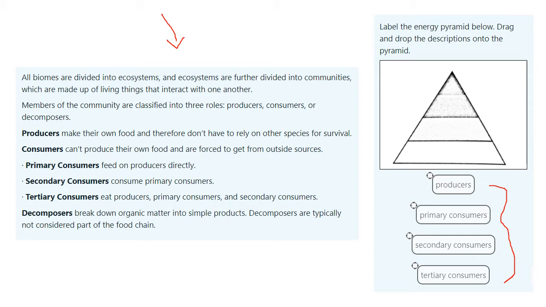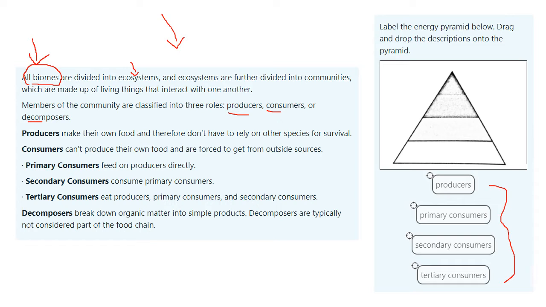Well, all biomes are areas that people live, are divided into ecosystems, and ecosystems are further divided into communities, which are made up of living things that interact with one another. The ecosystem includes the living and non-living things. The biome is an area that has similar conditions. So the ecosystem might be the desert, but the biome might be the whole of Africa. Members of the community are classified into 3 roles: producers, consumers, and decomposers.